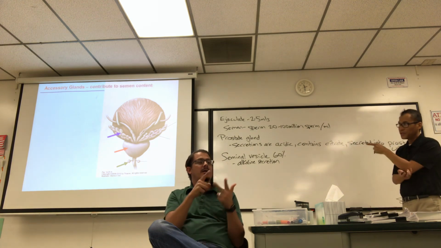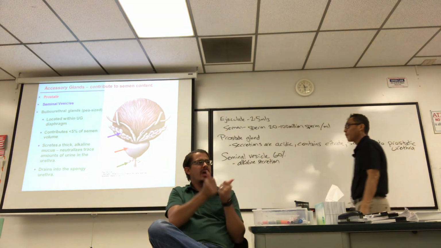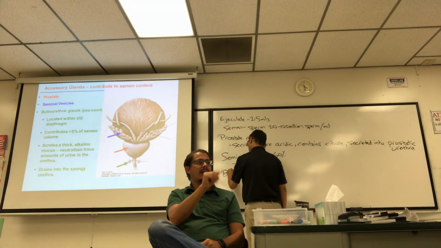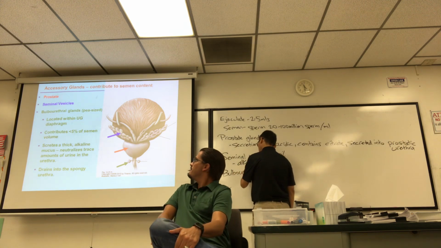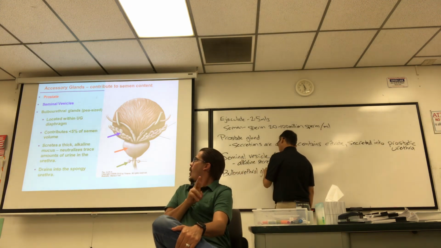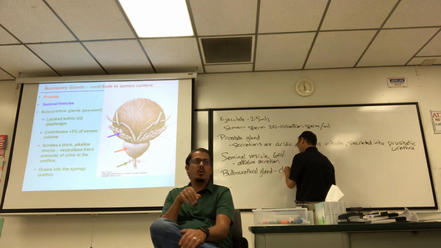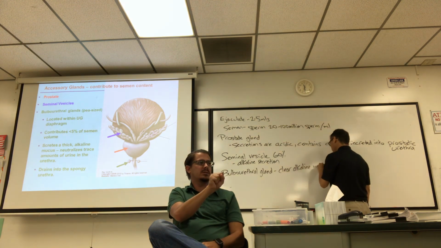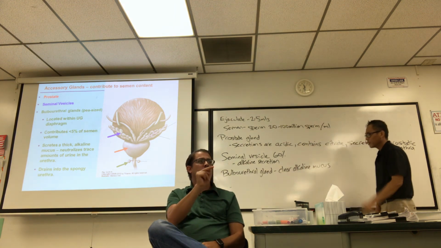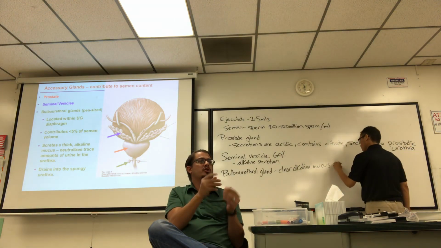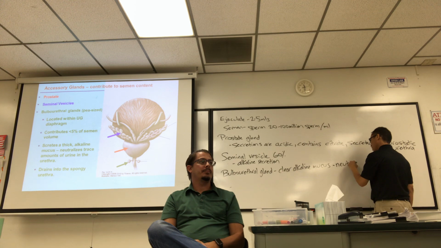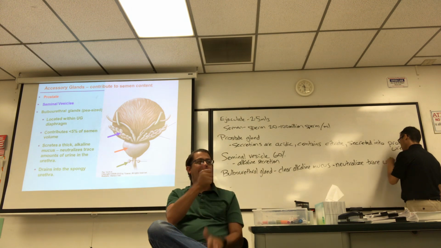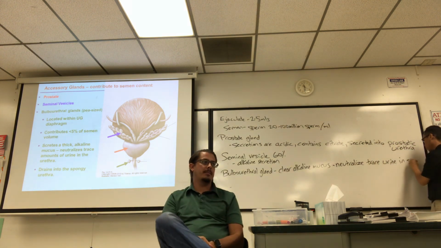And then you have the tiny little P-shaped, I label it with a green arrow down there. That is the bulbourethral gland. This will secrete a clear alkaline mucus that will neutralize trace urine in the spongy urethra. Neutralize trace urine in urethra, in spongy urethra.